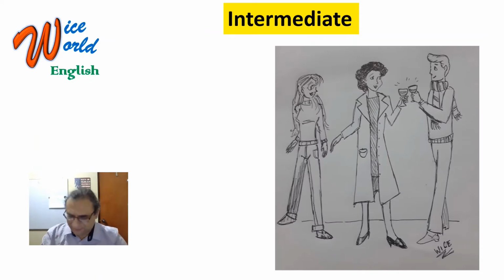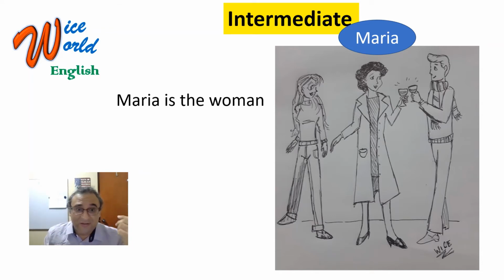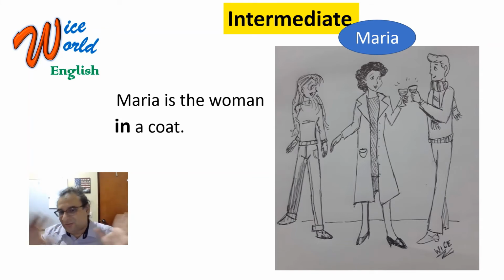One more example. There's a party, there are many people, right? And somebody makes the question, who's Maria? So we need to identify Maria. So we can say Maria is a woman in a coat, right? Maria is a woman in a coat, or Maria is a woman in the red coat. It depends. Well, there are no colors there, but use your imagination. So you can identify Maria, because there are many women in the party, but Maria is the only one that is wearing a coat, right?